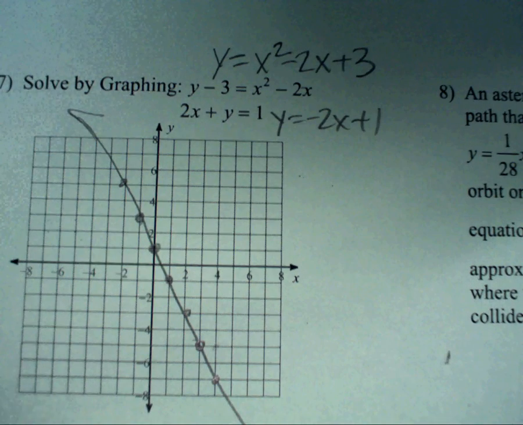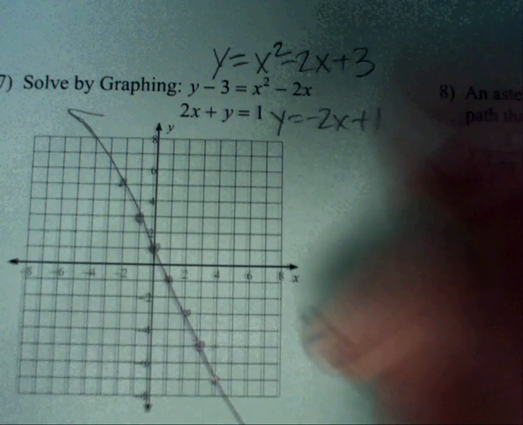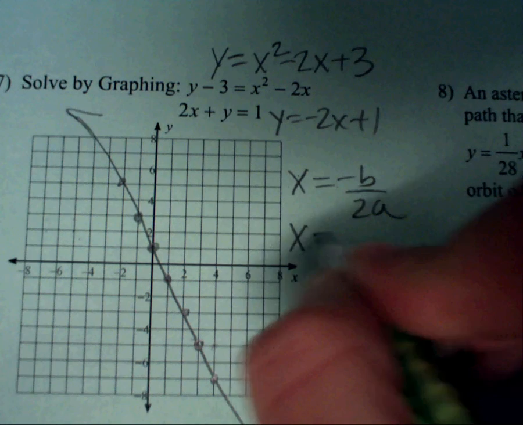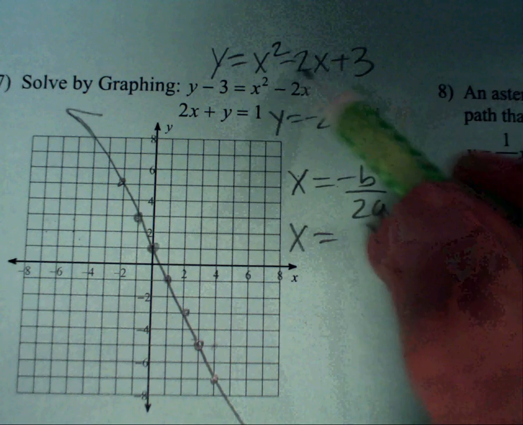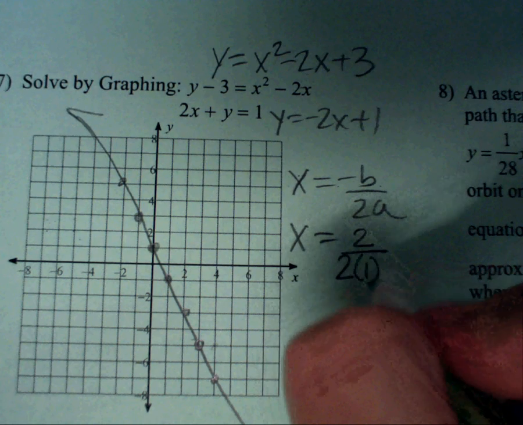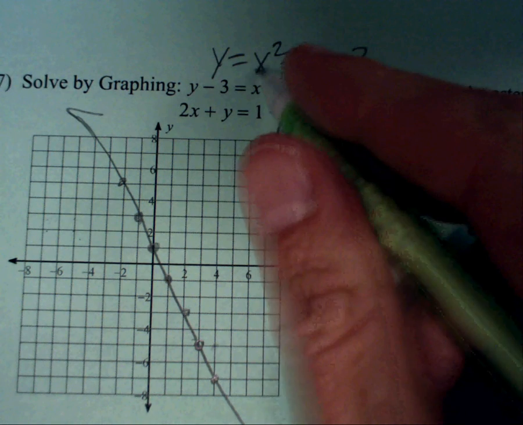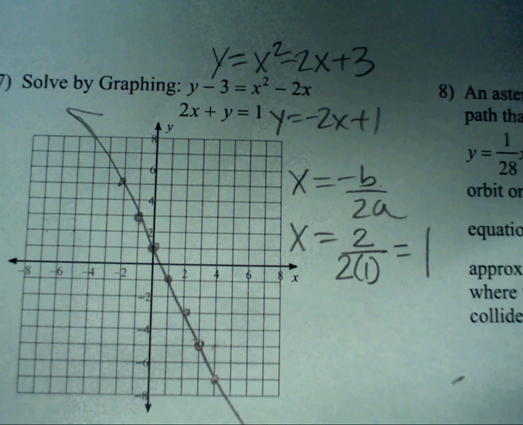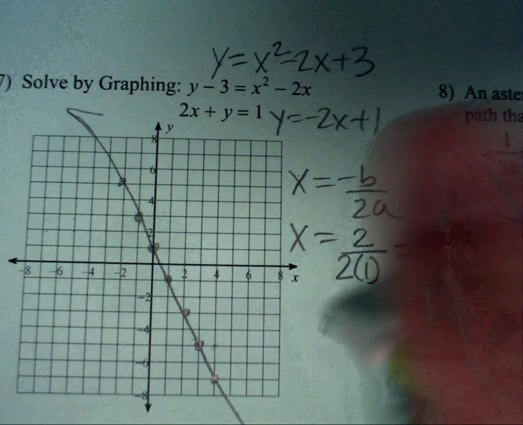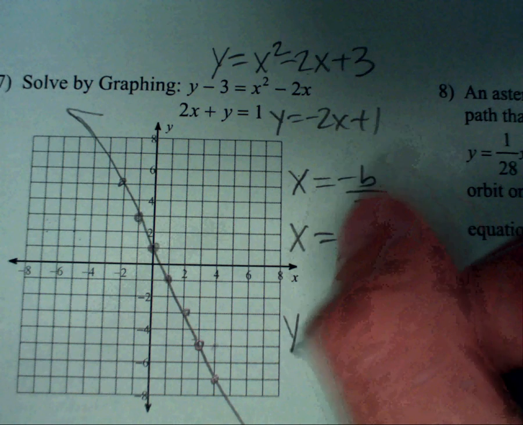All right, so that's in standard form. So since it's in standard form, I have to find the vertex using my formula, negative b over 2a, x equals. So when I plug in negative 2 for b, negative b becomes positive 2 over 2 times 1. That's the a, what's in front of here. So that's going to be 1. That's part of my vertex.